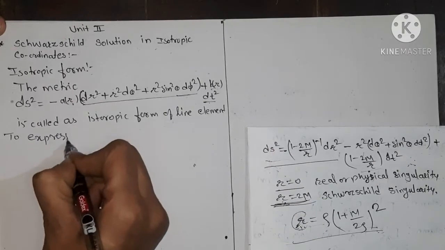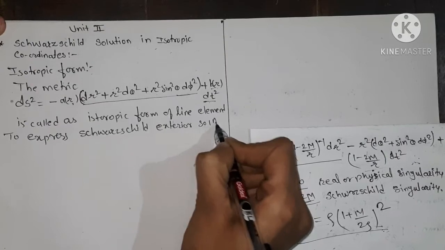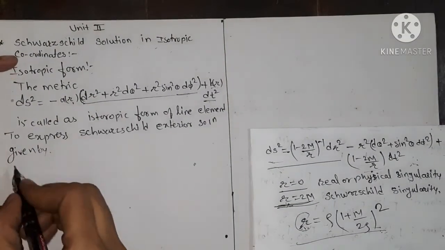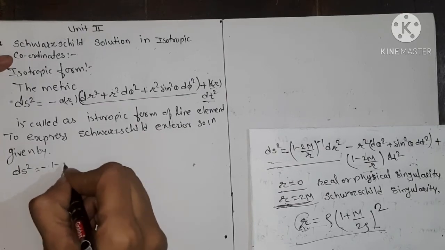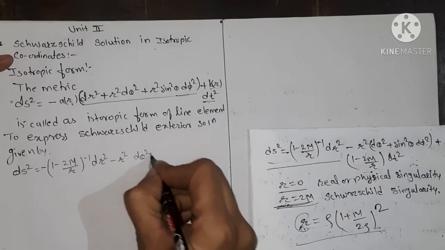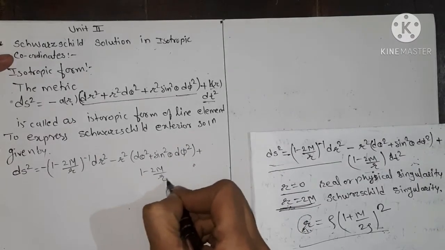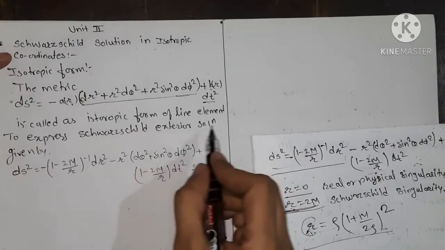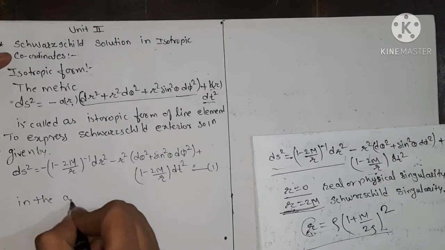And to express the Schwarzschild exterior solution, given by ds² = -(1 - 2m/r)⁻¹ dr² - r²(dθ² + sin²θ dφ²) + (1 - 2m/r) dt², which we call equation number 1, we have to express this Schwarzschild exterior solution in the above form.